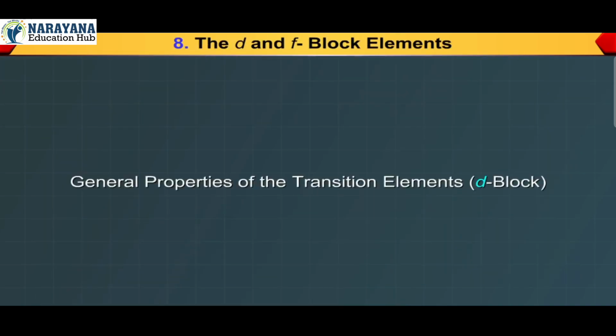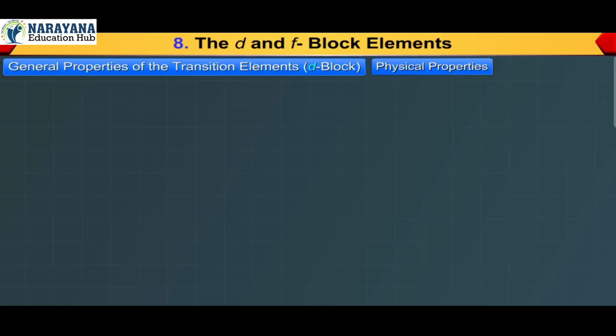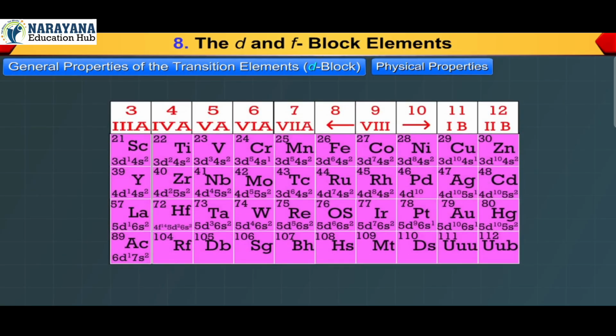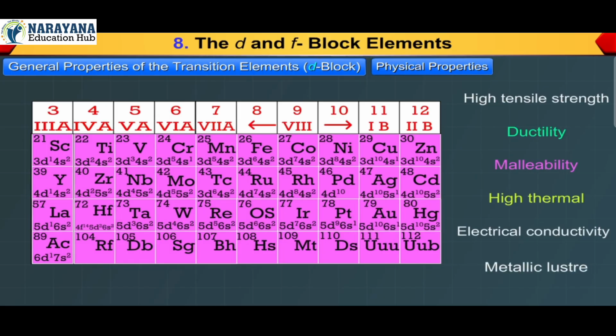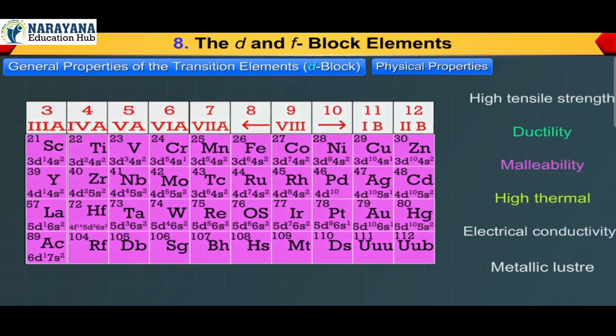General properties of the transition elements, that is d block. Physical properties. Nearly all the transition elements display typical metallic properties such as high tensile strength, ductility, malleability, high thermal and electrical conductivity, and metallic luster. With the exceptions of Zn, Cd, Hg, and Mn, they have one or more typical metallic structures at normal temperatures.